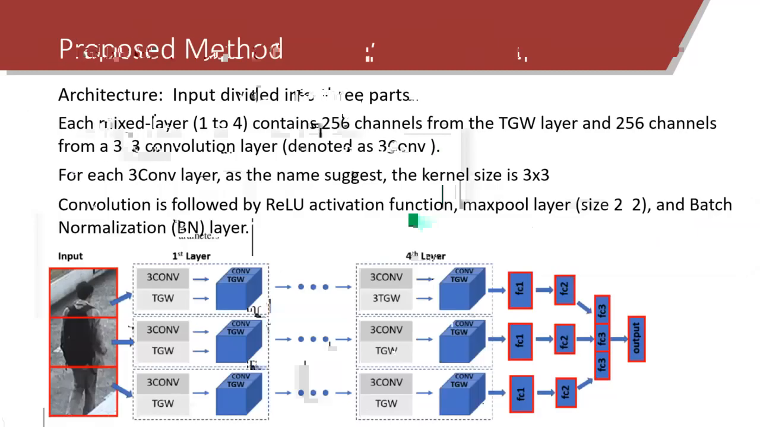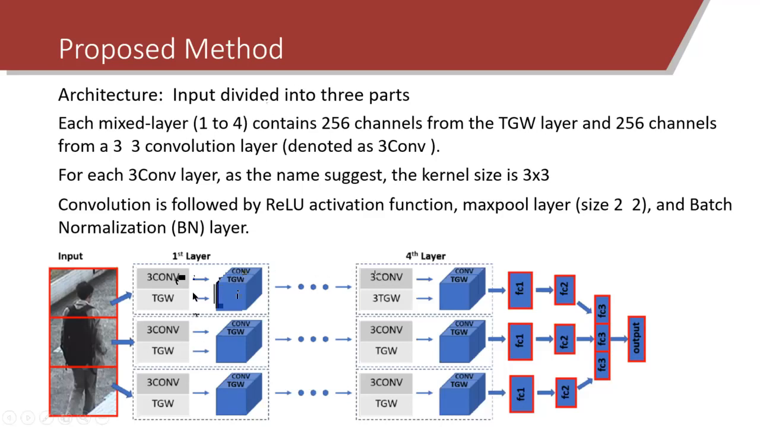So this is the proposed architecture. For the input image, we divide it into three equal parts, and we pass each part through a separate branch. There are 3 branches, and each branch has 4 layers. We have the convolutional and the Gabor wavelet layer. Then we combine the features together, we concatenate them, and we have 4 such layers.